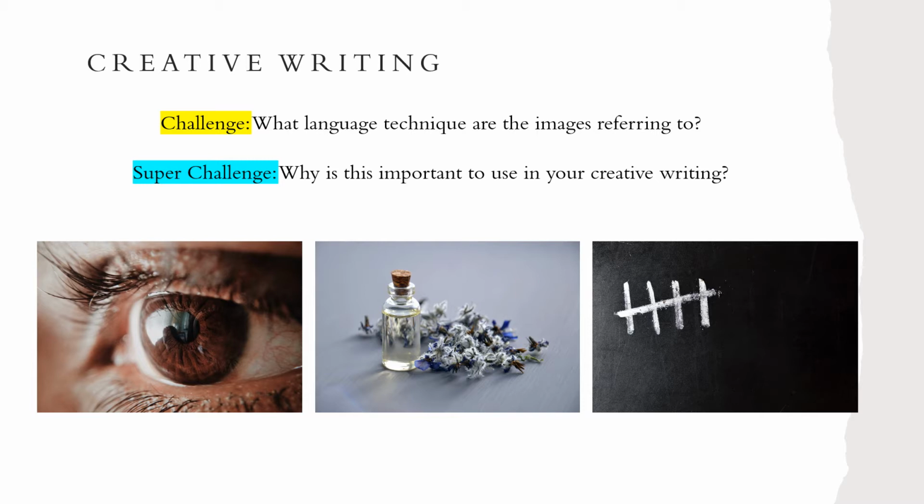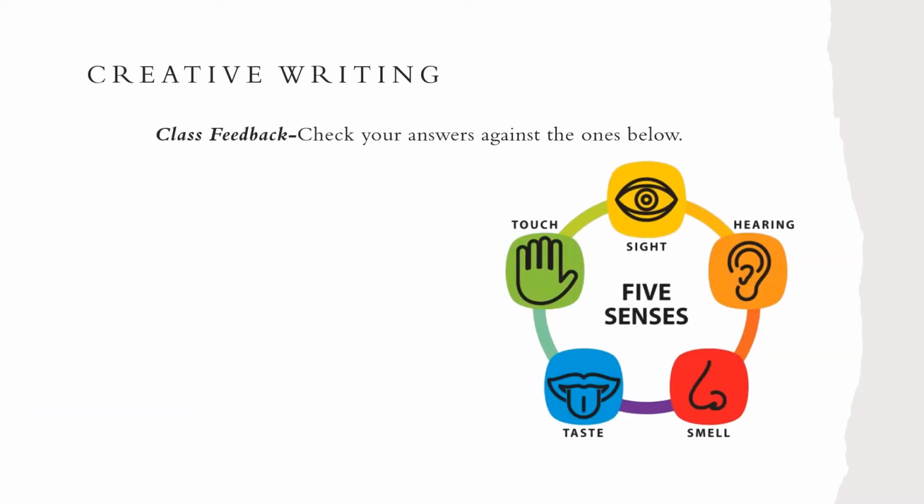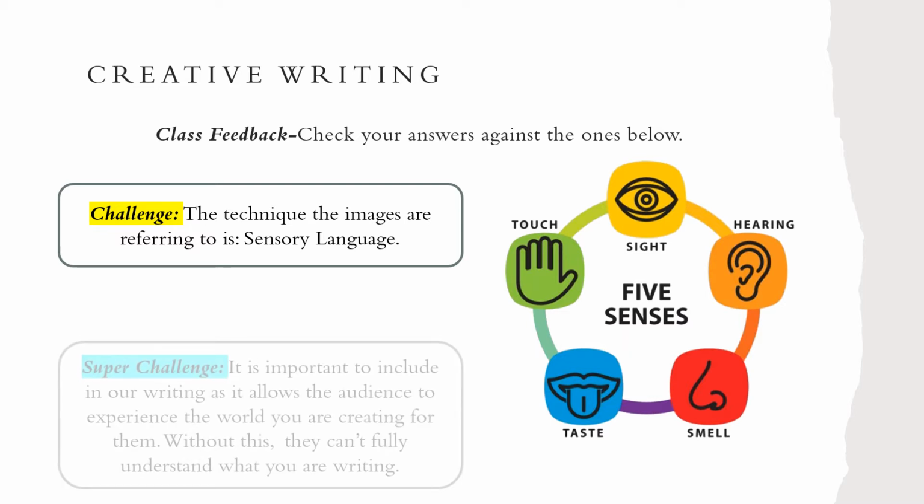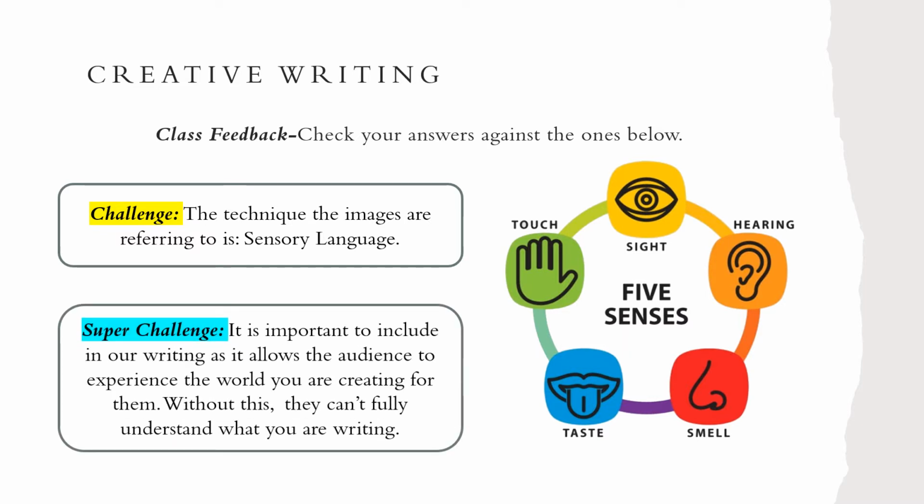We're now going to think about having a bit of feedback and revealing what the answers are. Class feedback. Check your answers against the ones below. So as you can see there with the image on the right hand side, the technique that we're talking about is sensory language. If you're not too sure what we mean by sensory language, we mean using sight, hearing, smell, taste and touch, all to have a positive impact on our reader.